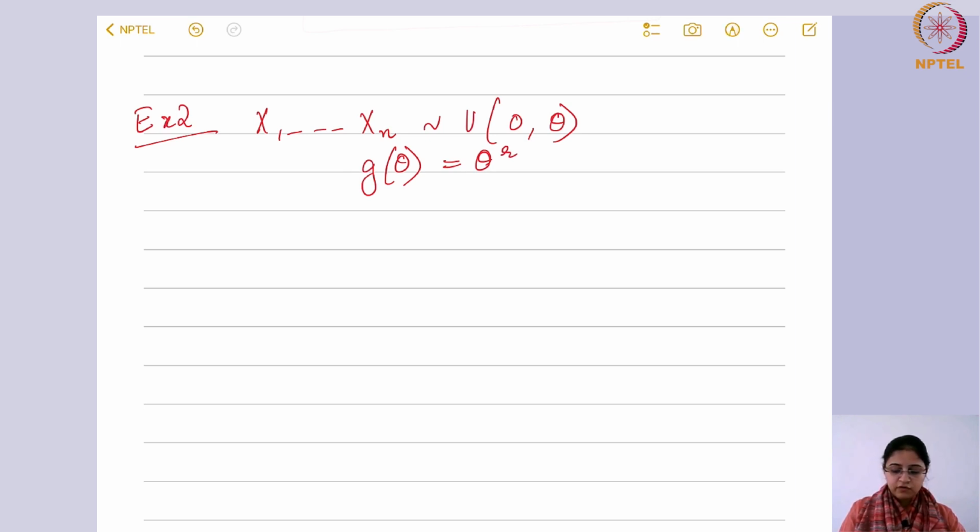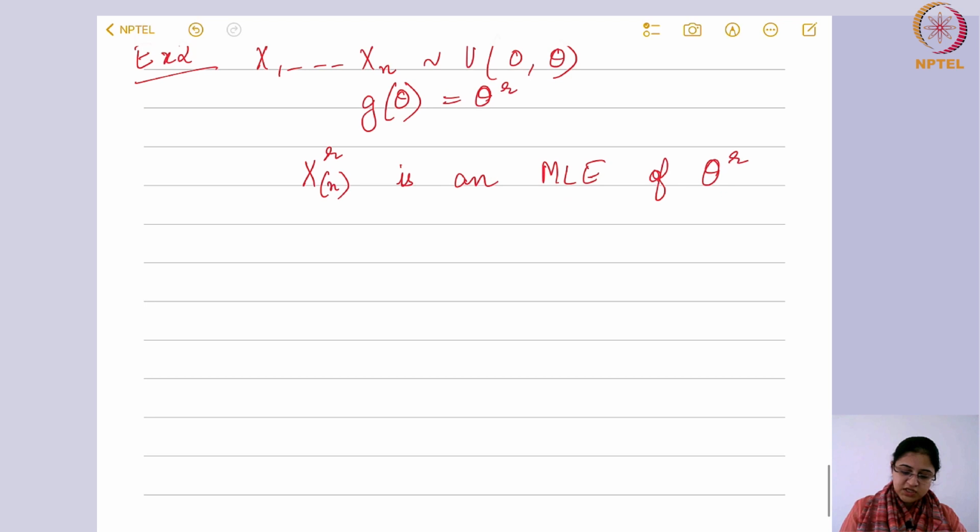If you can recall, for the uniform distribution, the MLE was X ordered n, that is the largest order statistic. So by the invariance property, X ordered n raised to power r is an MLE of theta raised to the power r, right? It means our unbiased estimator should be based upon this MLE.